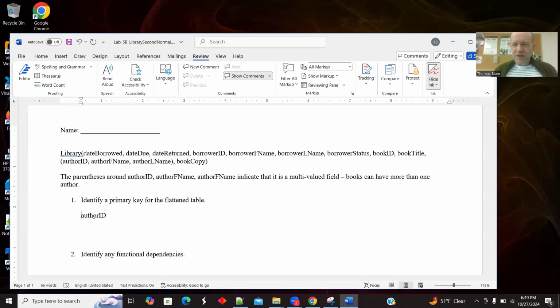Now let's think through this situation. We have books being borrowed, so there are people borrowing books. We have to think about multiplicity. A borrower may borrow many books, and a book may be borrowed by many people. So we have to expect there to be a borrower ID here and a book ID.